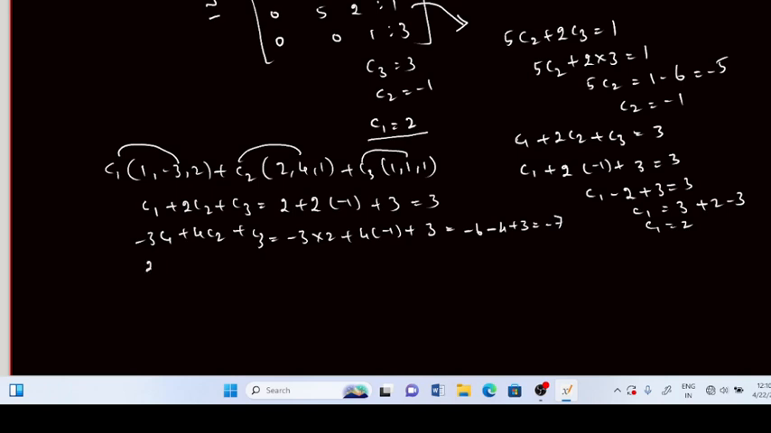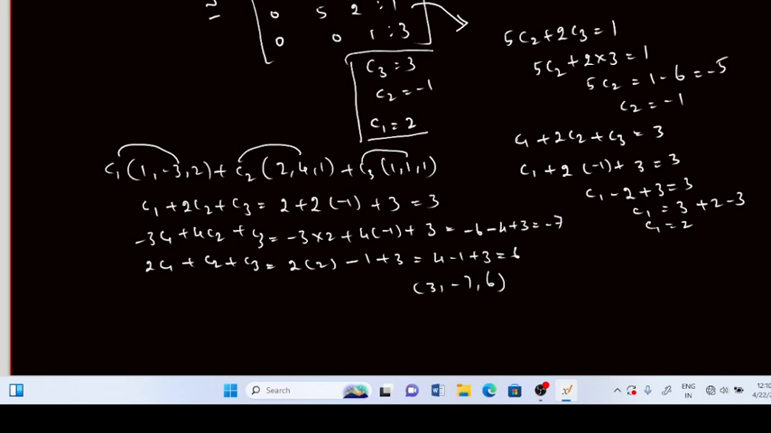Similarly, the last one: 2C1 plus C2 plus C3 equals 2 times 2 minus 1 plus 3, which is 4 minus 1 plus 3, equal to 6. So the right hand side has the elements 3, minus 7, 6. This is satisfied with this combination of C1, C2, C3. Hence the given set of vectors gives a linear combination. Hence it is in the linear span.